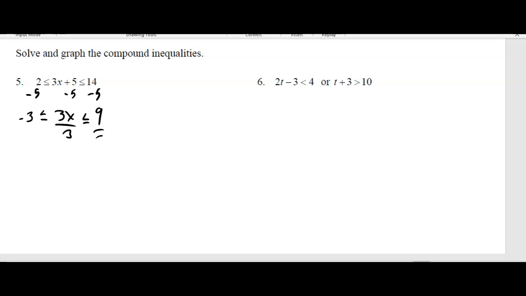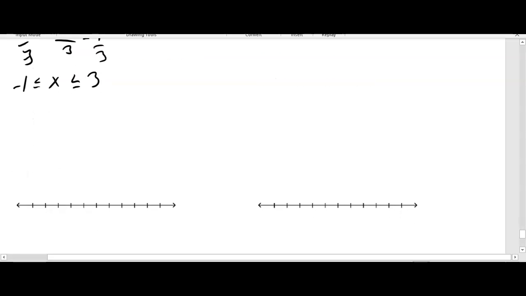Divide by 3, divide by 3, divide by 3. Do it 3 times. That gives me -1 less than or equal to x less than or equal to 3. And that's written as an AND statement. So my solution, we're going to go -1 here. 0, 1, 2, 3. I'll do one more there.